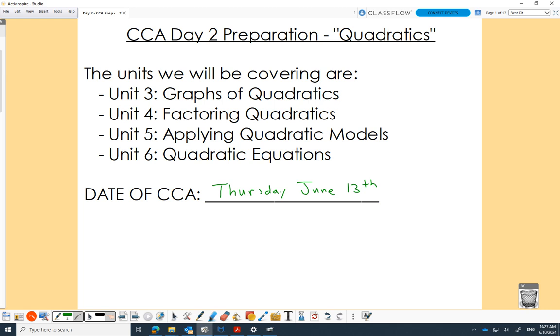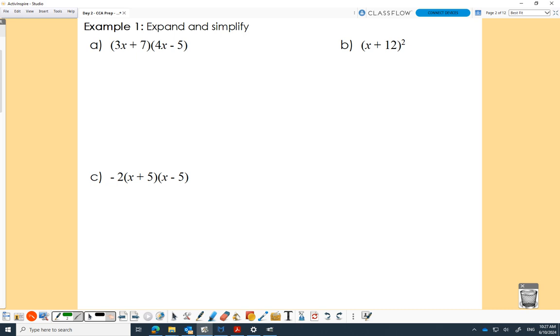Here I go. Expand and simplify. Well, I hope this part of the review you're like, yes, yes, yes, yes. I remember this. We had a catchphrase for this. Do you remember the catchphrase for this? FOIL. Because FOIL tells you multiply the first ones together. Multiply the outside ones together. Multiply the inside ones together. And then multiply the last ones together.